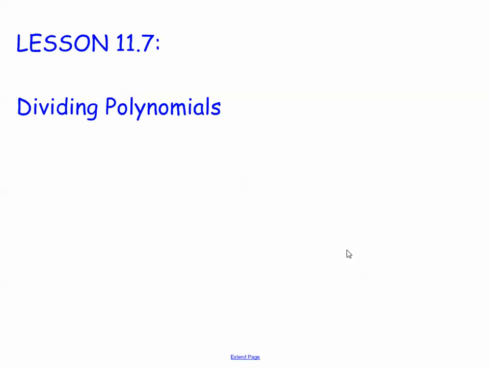Well, we spent all of last chapter adding and subtracting and multiplying polynomials. We've been doing a lot of factoring as well, and factoring is dividing polynomials, and we're going to do that some more during this lesson, section 7 of chapter 11, rational equations and functions.